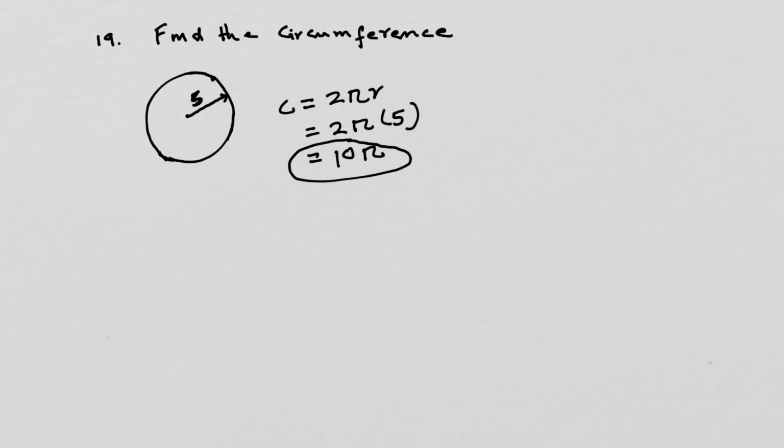Sometimes you will be allowed to leave your answer this way, with the pi. Pi is 3.142. So we can do 10 times 3.142. This will give us the circumference of 31.42.